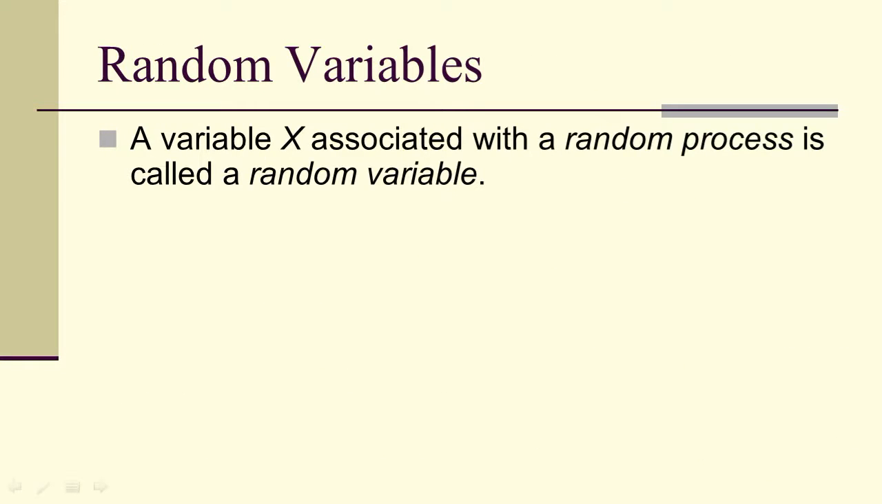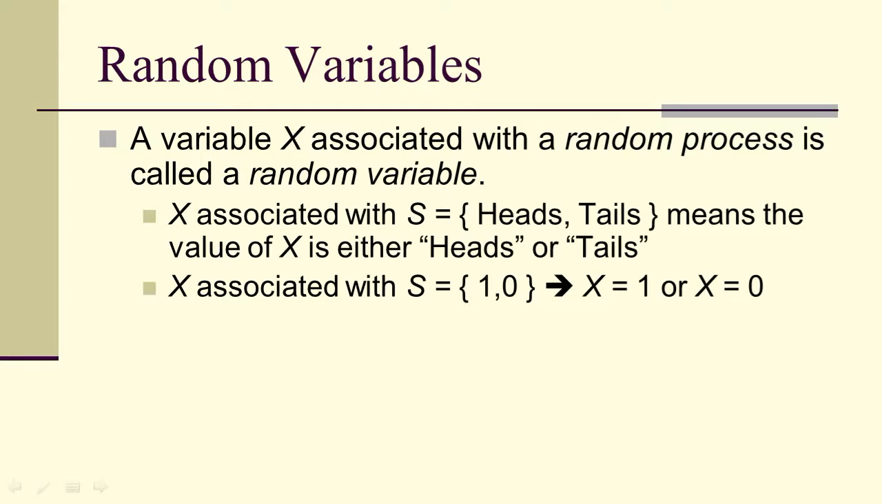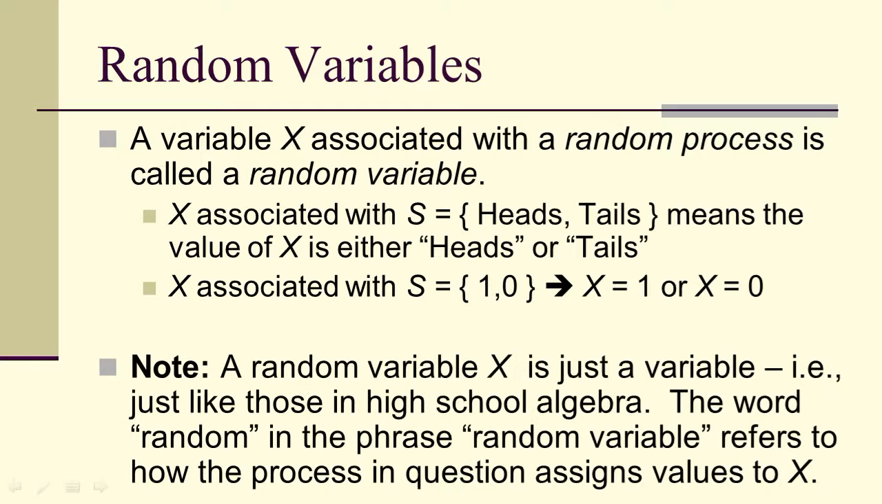A variable associated with a random process is a random variable. So if we have, for instance, X associated with the set S of heads or tails, then X has to either be heads or tails. X associated with the set {1, 0}, X is either 1 or X is 0. A random variable is just a variable. The word random says how a random variable gets its values, but a variable is an unknown, something that can take on different values, just like you saw in high school algebra.